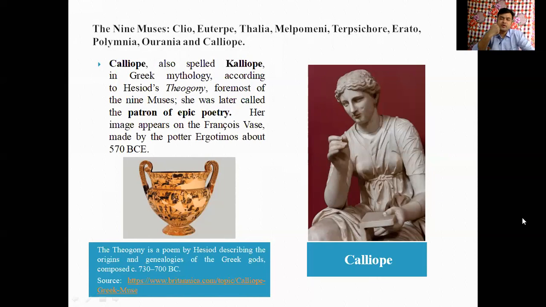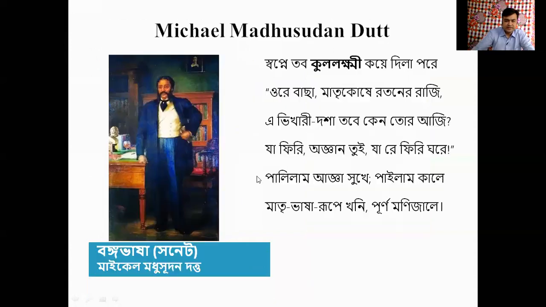Look at the picture of Calliope, and she's thinking something. That means brooding over. I am thinking, I am ready to tell something new, or I am going to inspire you. So this picture is a little bit different, and this is Francois Bez. In this Francois Bez, you are going to also get the portrait of Calliope. That's why this Bez is a little bit important. Okay, we are going to the next slide.